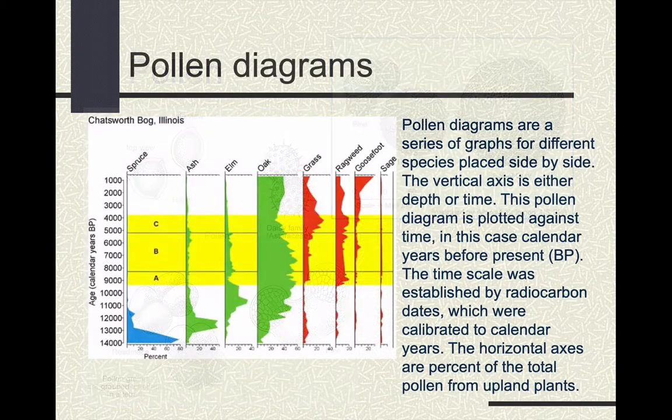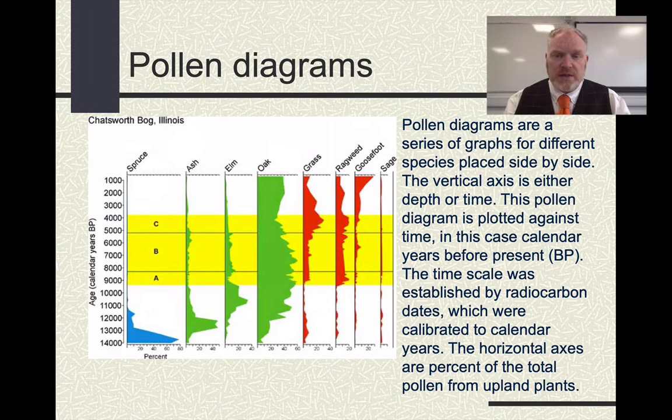When all the data is collected, for each layer, what we'll have is a number of grains of each different species. Each layer then gives us a point on each of these graphs. If we look at those over time, from each of the layers, we get a picture of the changing proportions of pollen that we find at different times. That's put together in this. This is a pollen diagram. This is how this data is represented.